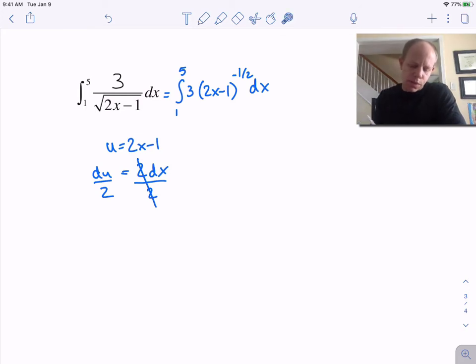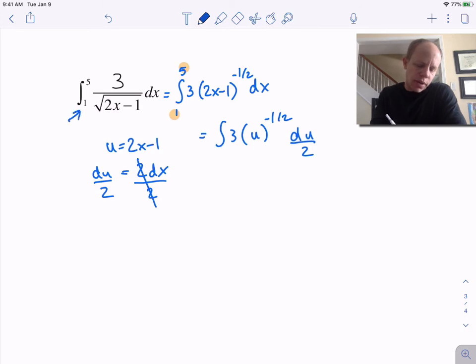Now we can perform some substitutions. So this 2x minus 1 is going to become u right here, and then that dx is going to become the du over 2. All right, so we have 3 times u to the negative 1/2, and then du over 2. Now notice I dropped out the 1 and the 5 here because these are actually x values. As soon as I write this with a u, I can no longer write x values here. I would have to write u values.